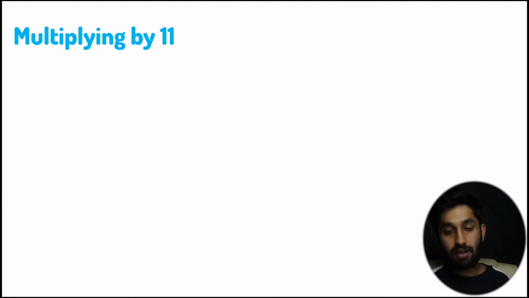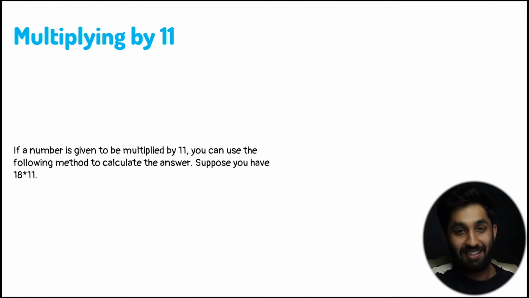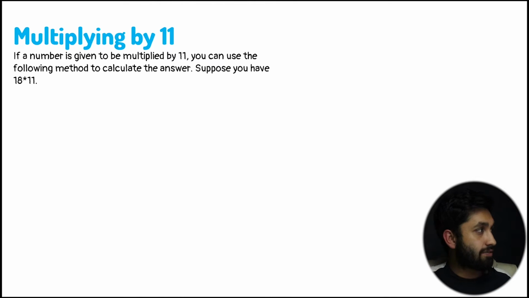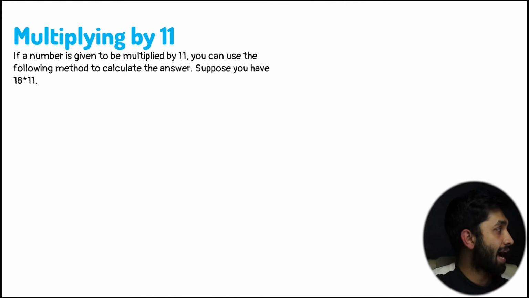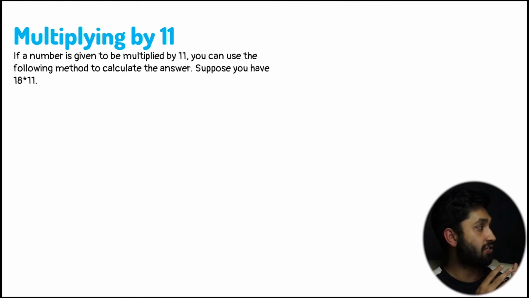So let's take a look at multiplying by 11. Now, this is honestly my favorite party trick. When I first learned this, I was like, whoa. But okay, let's continue. If a number is given to be multiplied by 11, you can use the following method to calculate the answer. So 18 multiplied by 11, how would you do that in your head? And honestly, you can do this within 2 seconds, literally 2 seconds. So how do you do it?